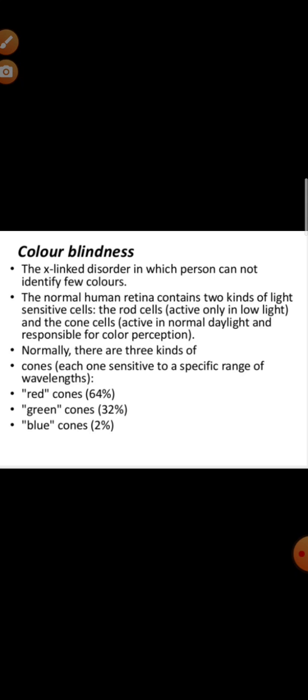The gene for color blindness is present on the X chromosome and it is observed more in males because of the presence of only one X chromosome as compared to two X chromosomes in females. So the males will be affected more by the disorder of color blindness.